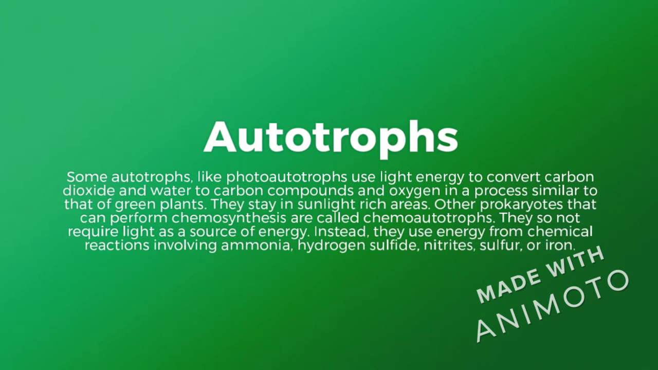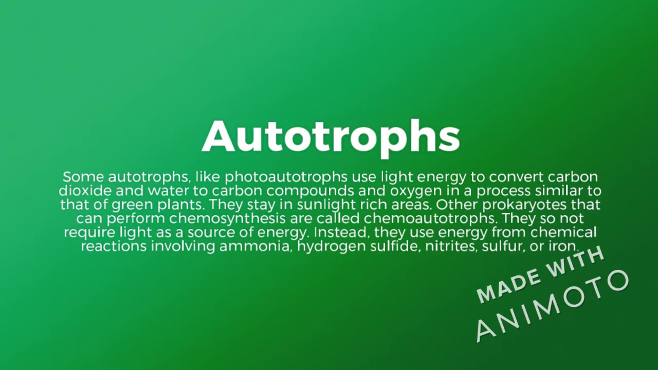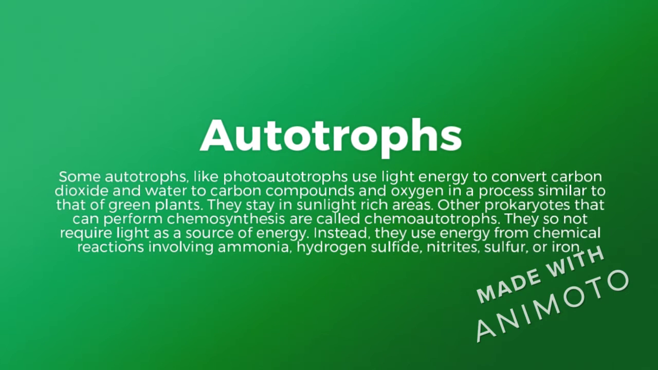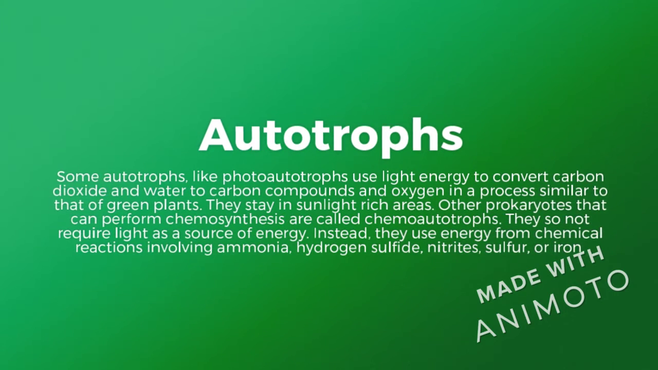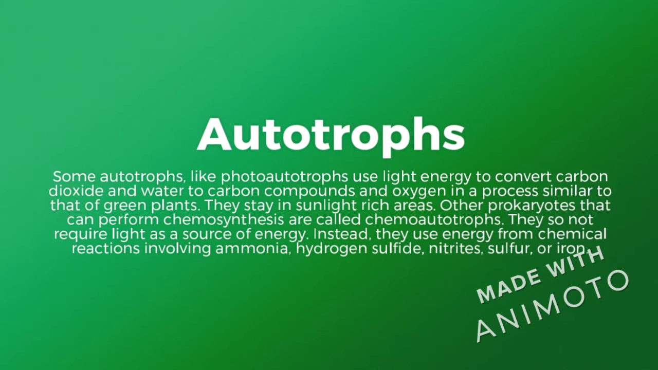Other prokaryotes that can perform chemosynthesis are called chemoautotrophs. They do not require light as a source of energy. Instead, they use energy from chemical reactions involving ammonia, hydrogen sulfide, nitrate, sulfur, or iron.